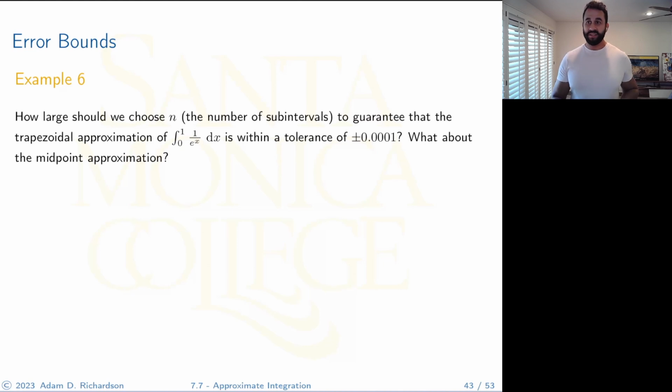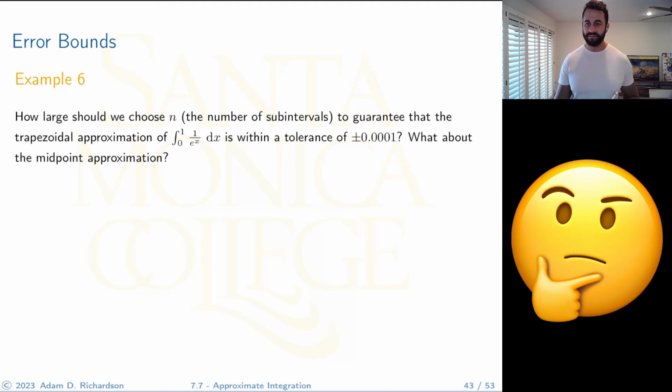So let's try it. This is a really good example. This is a really good question here. How large do we need to choose n, in other words, the number of subintervals, to guarantee that the trapezoidal approximation of this integral will be within a tolerance of plus or minus 0.0001? What about for a midpoint approximation? This is another one where I want you to just ponder it for a minute and think about what it's asking.